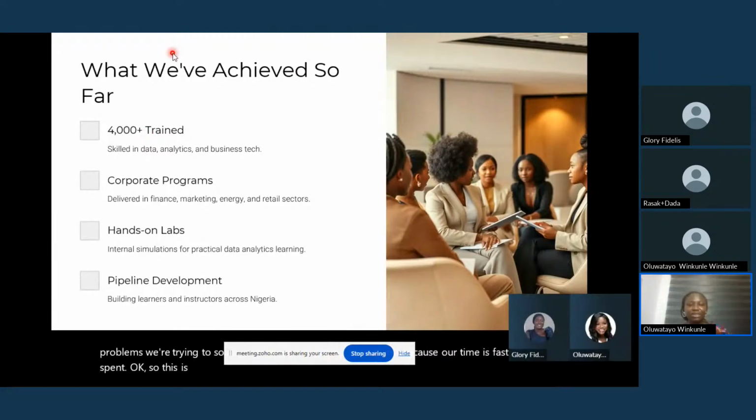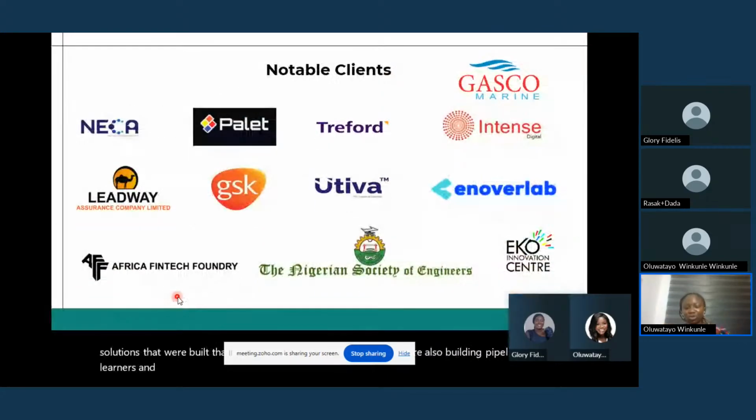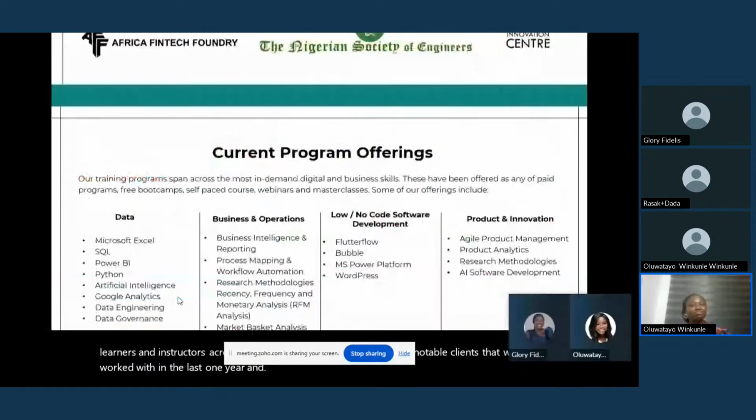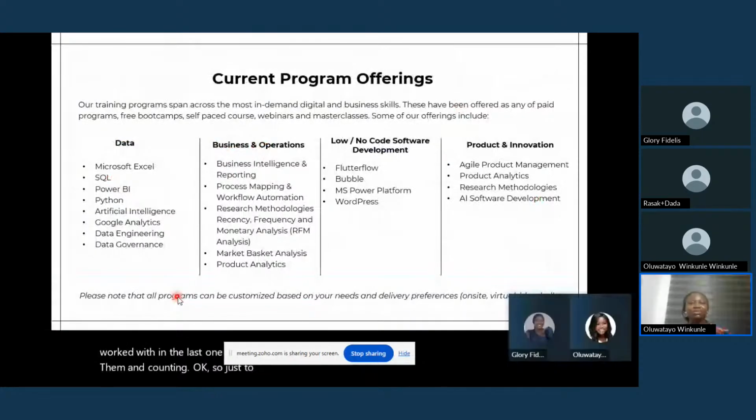This is what we've done so far as a company. We've trained over 4,000 people in data analytics and business technologies. We've also had corporate programs across finance, marketing, professional associations, and other retail sectors. We also have a hands-on lab, where students practice on client projects or software solutions that were built, so they learn firsthand. We're also building a pipeline of learners and instructors across Nigeria. These are some of our notable clients that we have worked with in the last year, and counting.